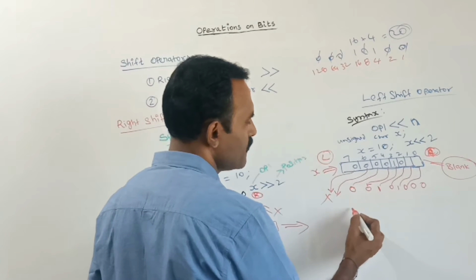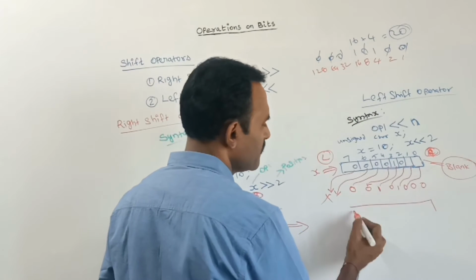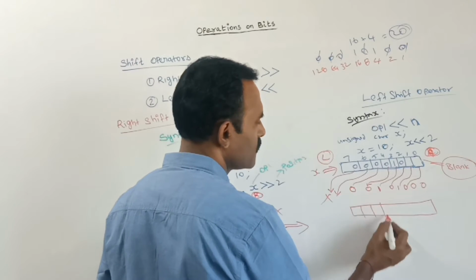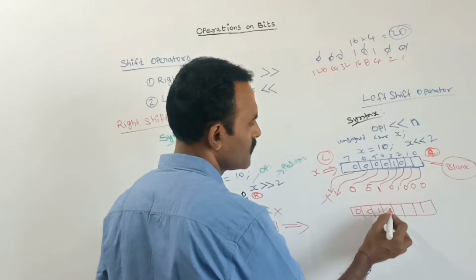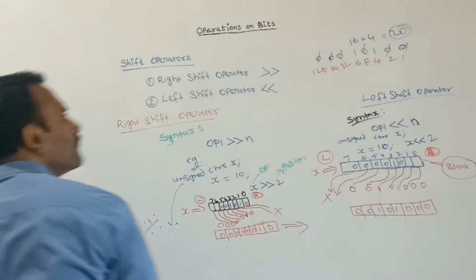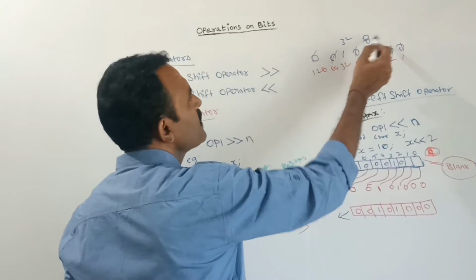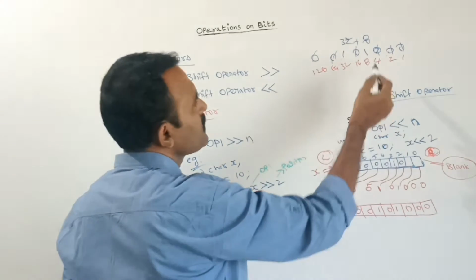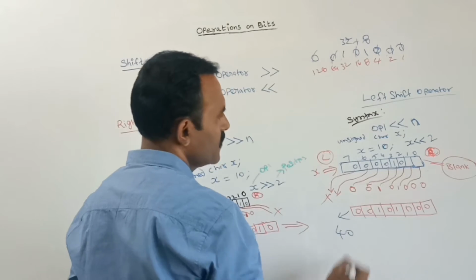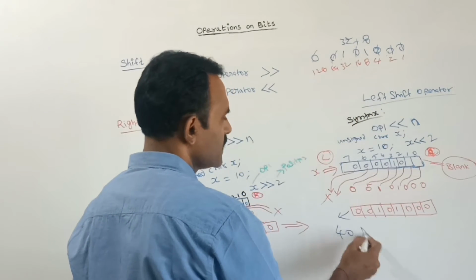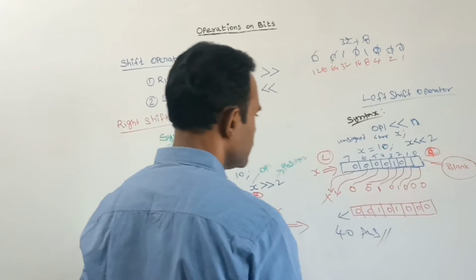So here this is the binary value. If you convert this binary value into decimal, what is the result? This is the answer, 32. Plus 8 is 40. So if you are left shifting 10 by 2, the result is how much? 40. The answer is 40.